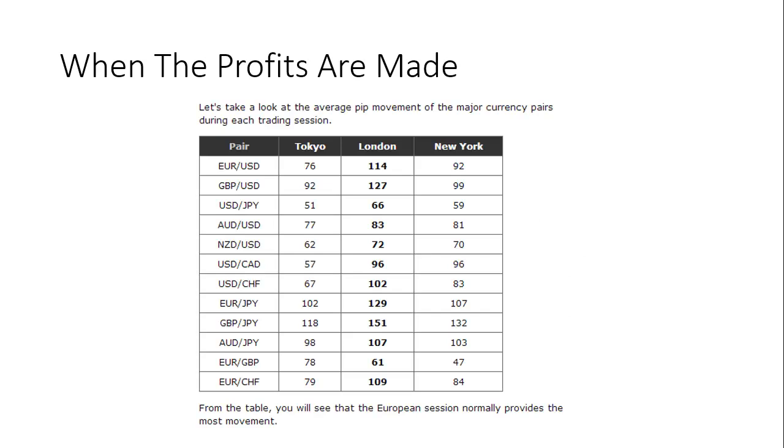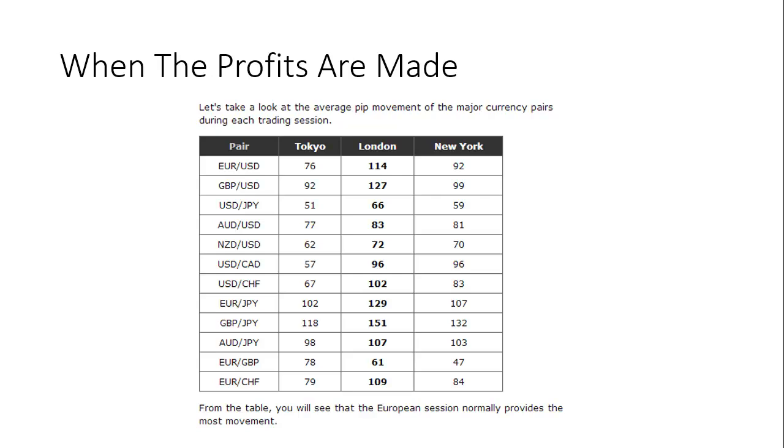So if we take a look at the average pip movement, in other words, the smallest move that a currency can make, of the major currency pairs during each trading session. Obviously you'll know with currencies, there's the Tokyo session. That's when the Tokyo markets are open, then it switches over to London, then it switches over to New York. You'll see that London time is when you get the biggest movements. Of course, without movement, you can't have profit. So the European session is normally the one providing the most movement and therefore the most opportunity for profit.